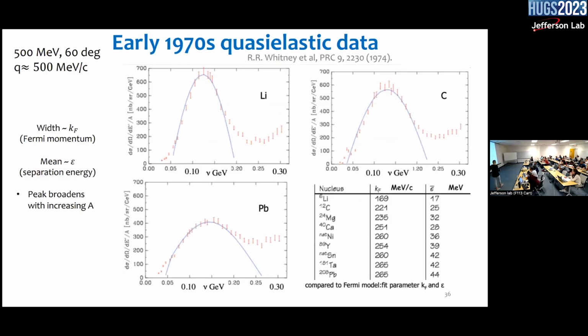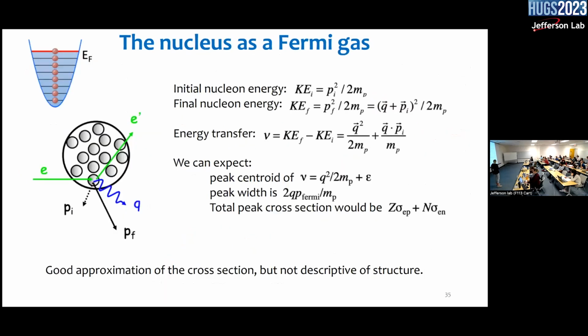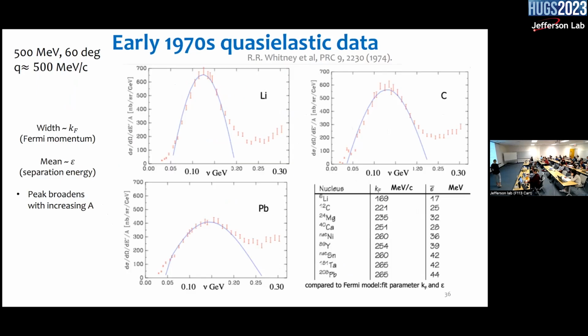Okay, so this is early 1970s quasi-elastic scattering data, where we have lithium, carbon, and lead. What you see here on the x-axis is the energy transfer of the reaction. This is all for a fixed momentum transfer up here of 500 MeV. And what we find, which is pretty cool, just like I said, is that the peak position is q squared over 2m plus some factor, which we call the separation energy or the average internucleon interaction energy. And then the width of this is smeared out by this Fermi momentum.